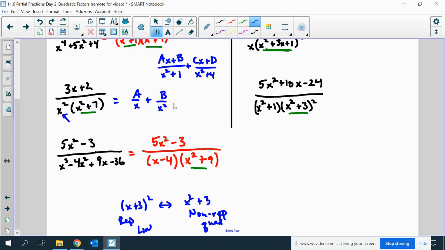Then finishing this problem, I now have this quadratic term, so I'm going to put Cx + D. Anytime you have a quadratic term, you put Cx + D, some linear and a constant, in the numerator. And then I have x squared + 7 in the denominator, and that finishes that problem. Now this one down here, I have one linear term, so I have A over x - 4. And then I have one quadratic term, so I would have Bx + C over x squared + 9.